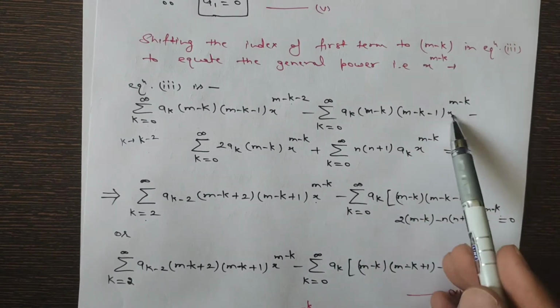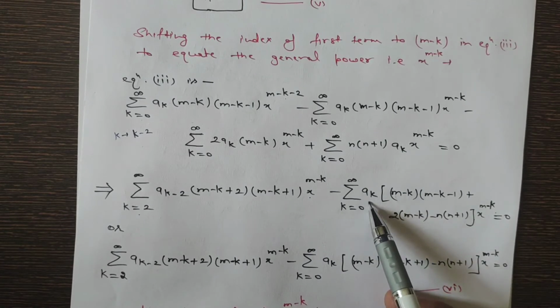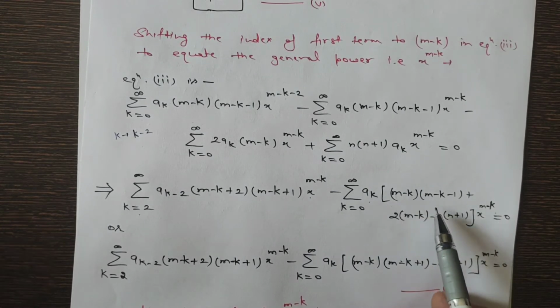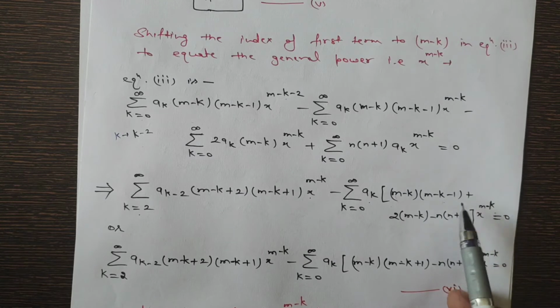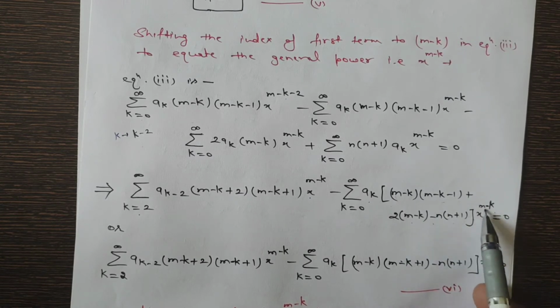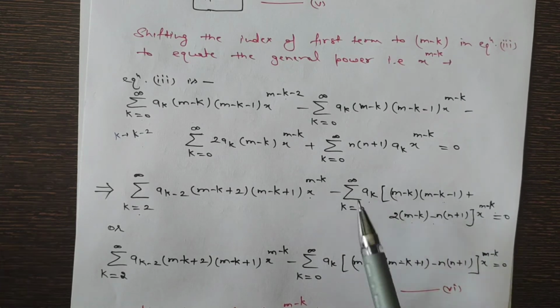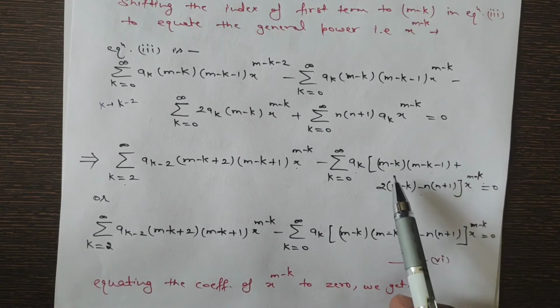These terms are already in terms of x raised to power m minus k and can be combined to write a_k common, (m-k)(m-k-1) plus 2(m-k) minus n(n+1), into x raised to power m minus k equals 0. I had taken the negative sign common. So just simplify this equation.